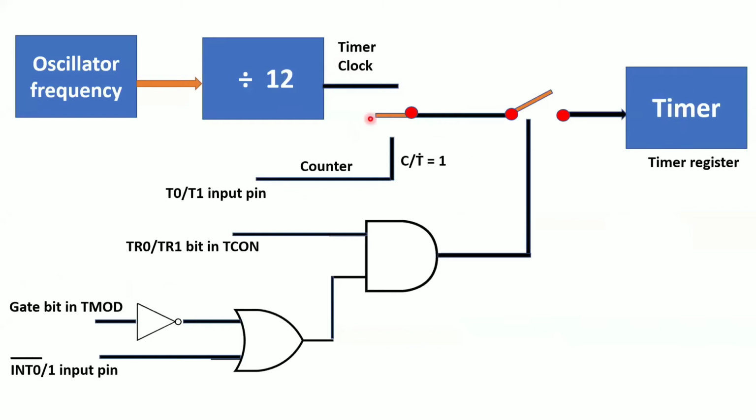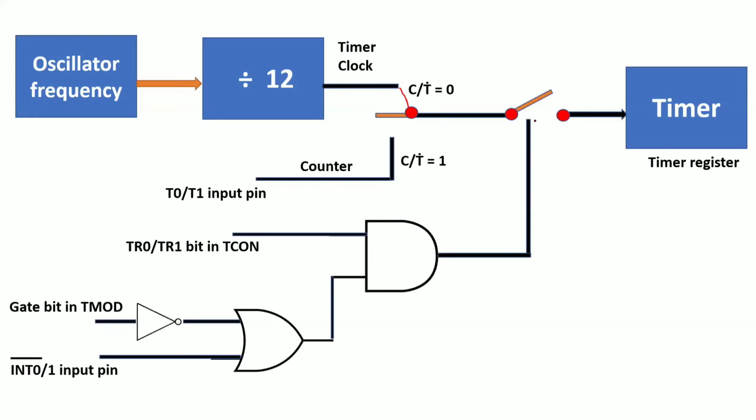To reach this timer, there are two problems. There are two switches here, if you observe. When this switch is connected to this point, whenever you want to make it a timer, you make C/T bar equal to 0. You remember this point? C/T bar equal to 0 makes it your timer. Whenever C/T bar equals 1, it becomes your counter. Now if I want to make this switch connected to this particular point, I need to make C/T bar equal to 0, right? Then the switch is connected to this point. Now it comes to here. Now there is another switch.